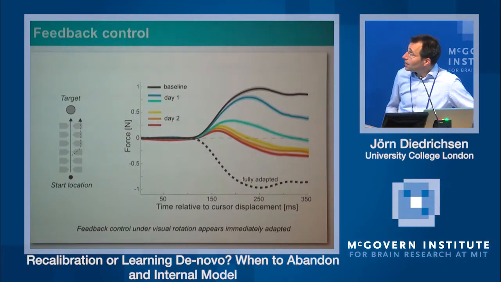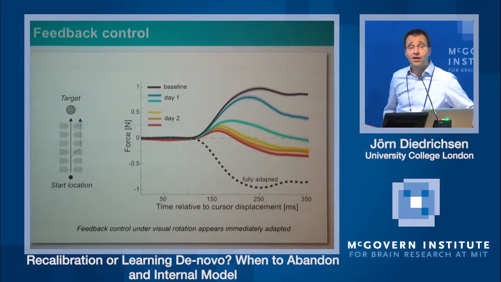So in contrast, and I'm not showing the data here in the interest of time, it seems that under visual rotations, and there the feedback response is slightly harder to measure, but it seems like the fast feedback responses are immediately adapted. So you adapt your internal model to a visual rotation, and your feedback responses seem to immediately be adapted to take that visual rotation into account.